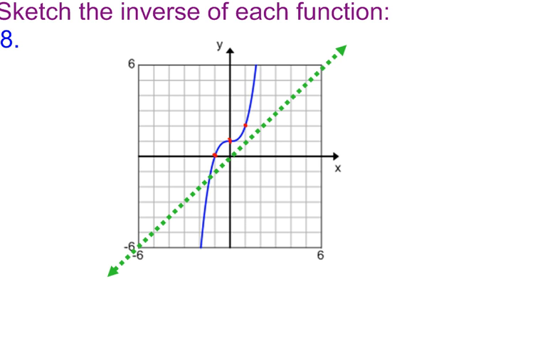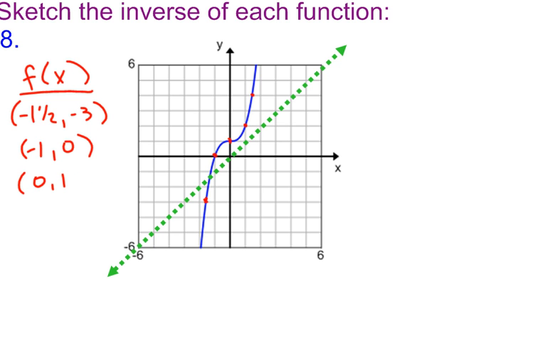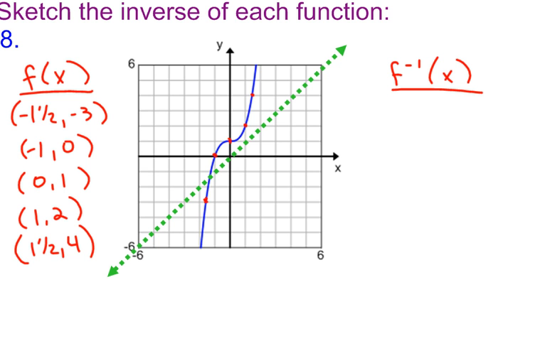So I'm actually going to just try to estimate a decimal and be a little bit off. So like right here, and maybe right here. So I would call this one I just drew negative 1.5, negative 3. So this is f of x. And then I have negative 1, 0, 0, 1, 1, 2. And then that other one I kind of guessed on would maybe be 1.5, 4. And you're going to notice with cubic functions you're estimating a little bit more. So that's why we call this a sketch of the graph.